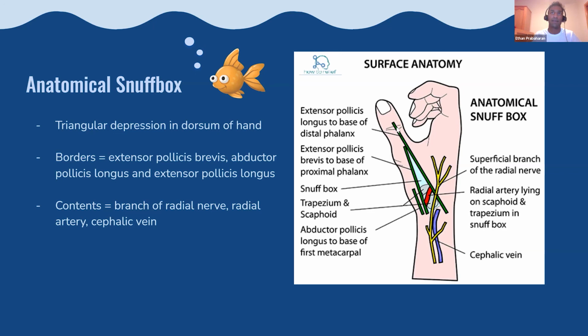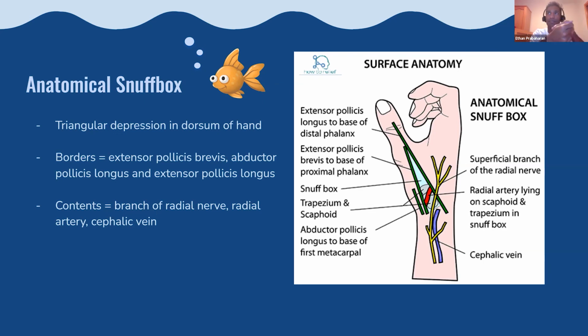Some people have it clearer than others, but that gap between the tendons is called the anatomical snuff box. Now, the borders of that are your extensor pollicis brevis, your abductor pollicis, and your extensor pollicis longus tendons. Okay, so remember pollicis meaning thumb. So they're the extensors and the abductors of your thumb. Now, why is this place important? Well, there's a bunch of important structures that run near or close to the anatomical snuff box. And these are the radial nerve, the radial artery, and the cephalic vein. So remember, your radius is your thumb side.